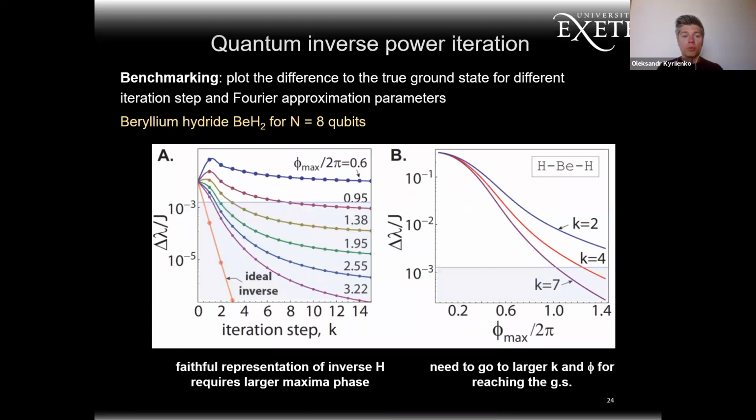If we go to beryllium hydride with 8 qubits, we can see that the ideal inverse converges well. You need to increase the maximal phase of propagation if you want to study this larger system size. The reason is that inverting the Hamiltonian depends on the condition number of the Hamiltonian. That's different for beryllium, and it's a more challenging case, but you would still see convergence to chemical precision.